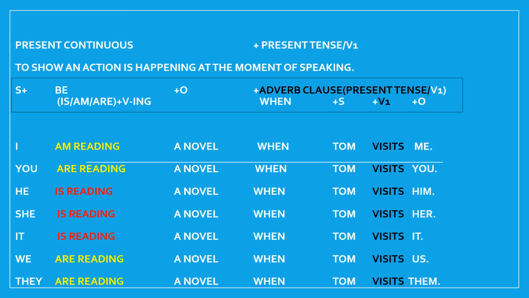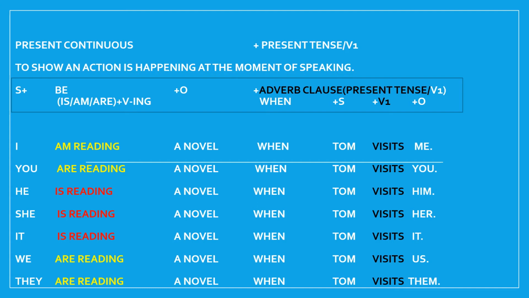She is reading a novel. It is reading a novel. We are reading a novel. They are reading a novel. These are all present continuous sentences. We arrange them by using the first person singular I, the second person singular you, the third person singular he, she, it, the plural we and they.